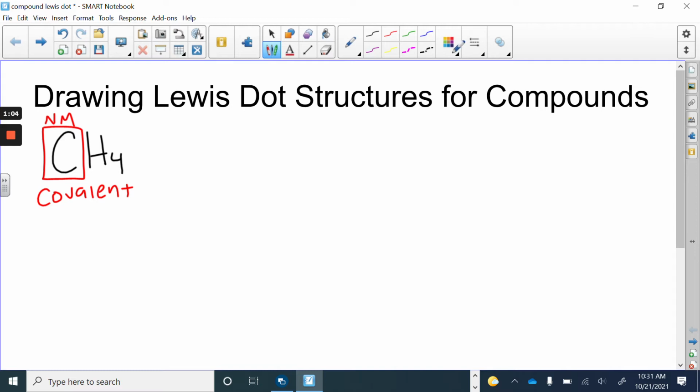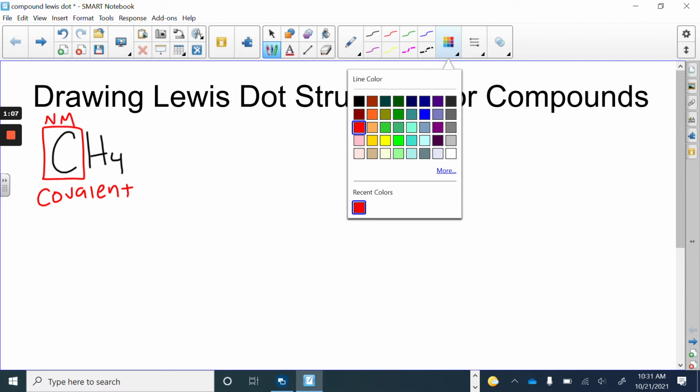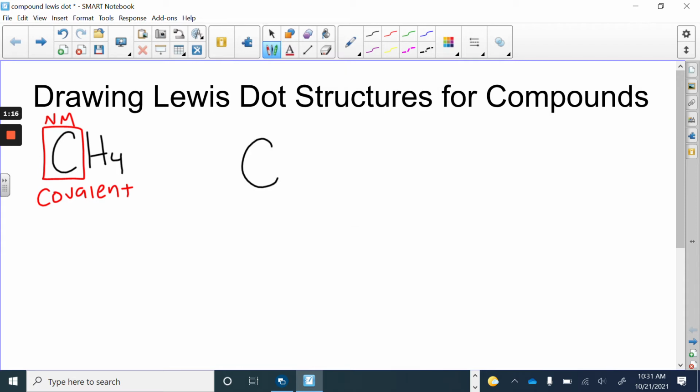Next, we need to go ahead and draw out the Lewis dot structure for each one of our elements. So we have a C for carbon. Then we need to look and see how many valence electrons does carbon have. Carbon has 4 valence electrons. So we have 1, 2, 3, and 4. Then we need to determine how many bonds carbon is going to form. Since there are 4 valence electrons that are not paired up, that means carbon is going to form 4 bonds.